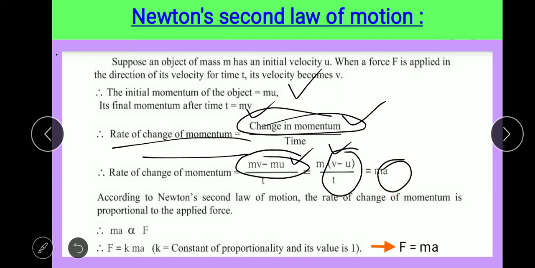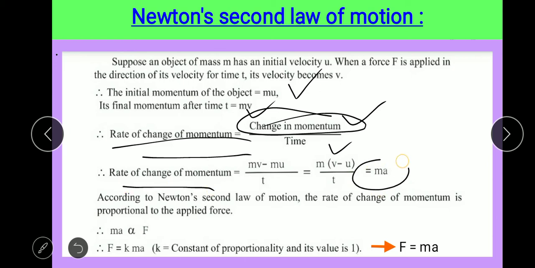We have already studied this in our previous video. When you see the first video of this chapter, you will come to know. Here we are having v minus u upon t, that is change in velocity per unit time, which is nothing but acceleration. So we'll get a instead of v minus u upon t. So finally we got rate of change of momentum is nothing but ma.